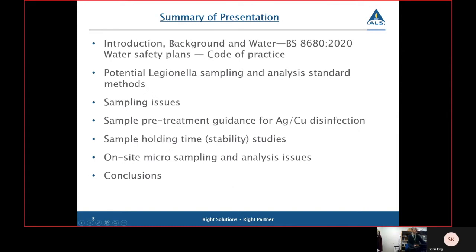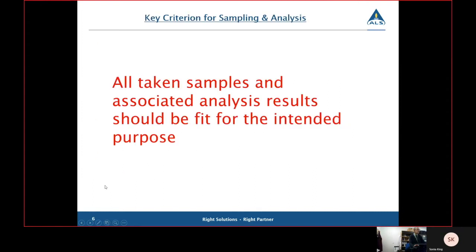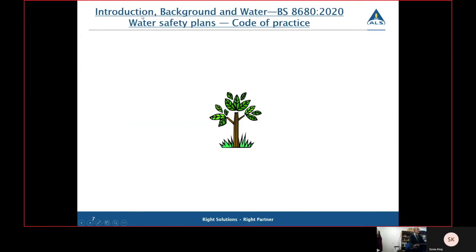Summary of the presentation. So I'm going to first of all talk quickly about the new British Standard on water safety plans, potential Legionella sampling and analysis standard methods, sampling issues, sample pre-treatment and guidance for copper-silver disinfection, sample holding time stability studies, on-site micro sampling and analysis issues, and some conclusions. But the key thing is all taken samples and associated analysis results should be fit for the intended purpose. I'm now going to briefly talk about the new British Standard.